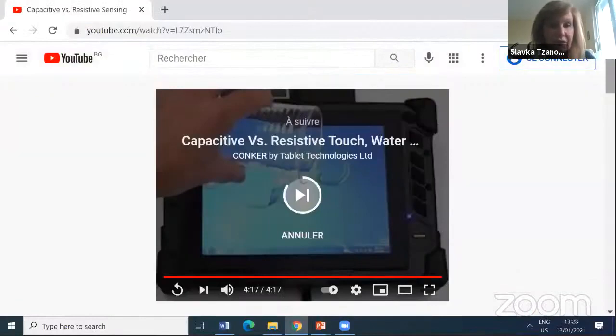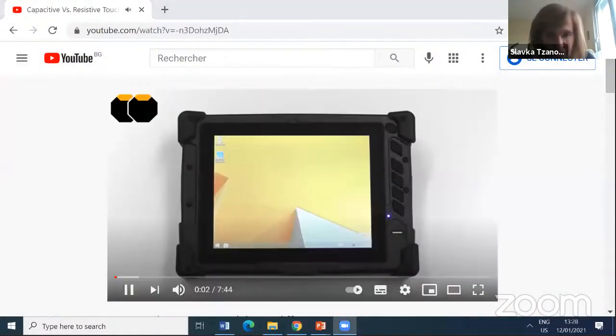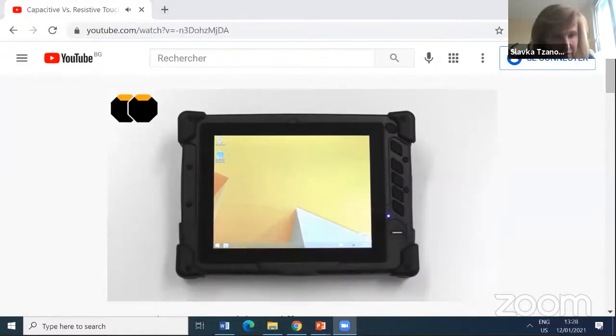Hi, this is Tablet Technologies, and we're going to take a look at the Conquer NX8 tablet with capacitive screen and compare it against the resistive screen version. So traditionally we've sold the Conquer NX.